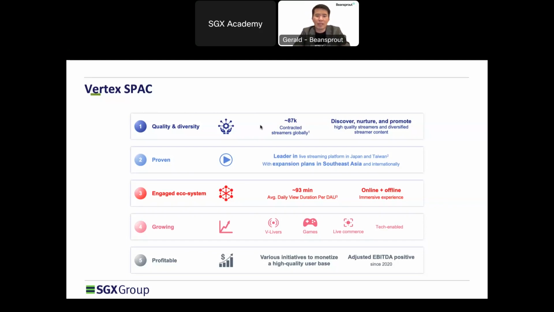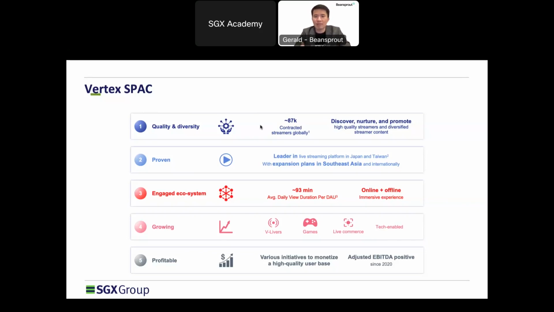So earlier we mentioned that the ability to grow is very important because SPACs typically look out for high growth companies. One of the things mentioned here is that 17 Life has expansion plans in Southeast Asia as well as globally. Some of this can come from growth in V-Livers, games, and live commerce, which are the areas the company is looking to grow over the next few years.